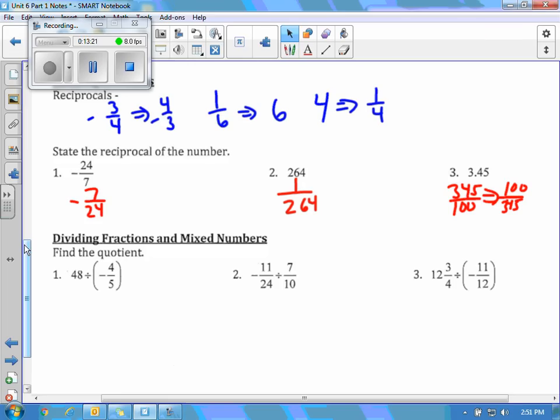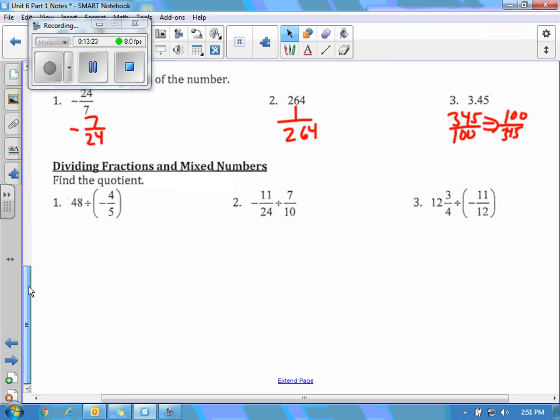So if you look, it says dividing fractions and mixed numbers. So for number 1, I'm going to write 48 over 1. Okay? And then I'm multiplying by the reciprocal. So I'm going to multiply by negative 5 over 4.